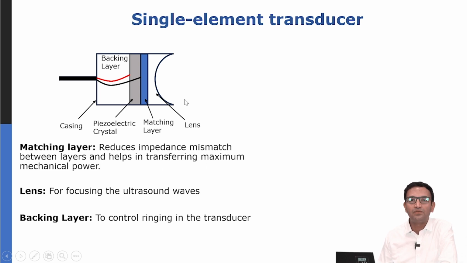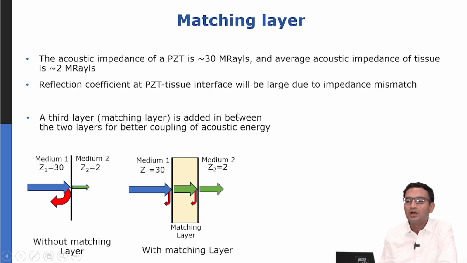It avoids the reflection of energy back into the transducer material. The lens helps focus the wave to get better resolution in our images, and the backing layer actually controls the manner in which these oscillations happen. So we'll discuss that more now.